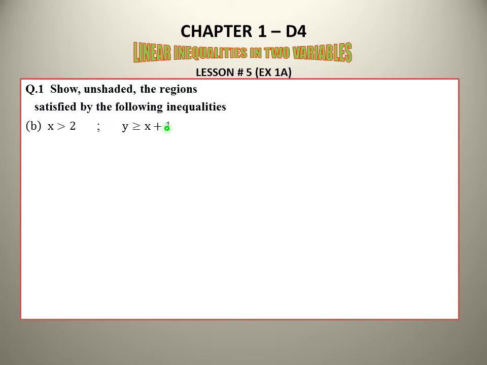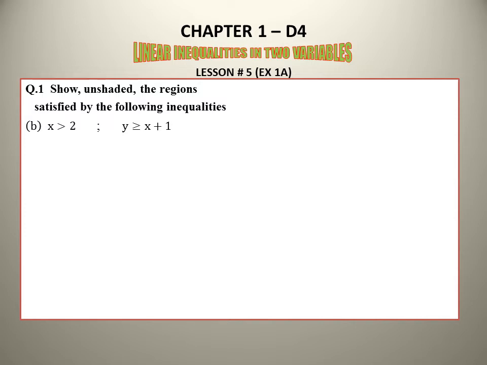We have learned how to draw the graph of linear equations. Every inequality has an associated equation, linear equation, which we have studied in lesson number 4. If you replace this sign of inequality with a sign of equality, it will become an equation, x is equal to 2. And if you replace this sign of inequality with a sign of equality, it will become y is equal to x plus 1. And we know how to draw the graph of linear equations.